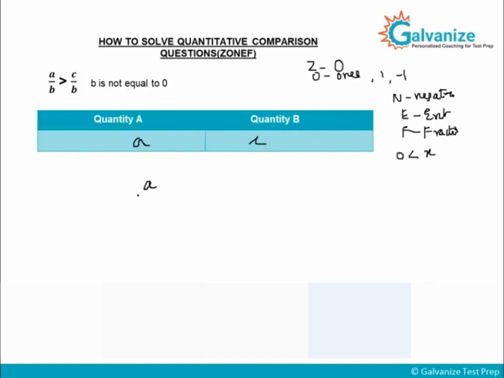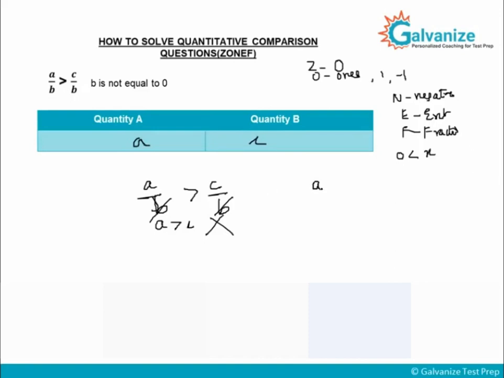The common mistake the students do here, what do they do? When A by B is greater than C by B is given to you, the normal instinct would be to cancel off the B's and write down A is greater than C. Can you see that this is a wrong approach? There is no information about B. It's just given that it is not equal to 0. So let me give you an example.